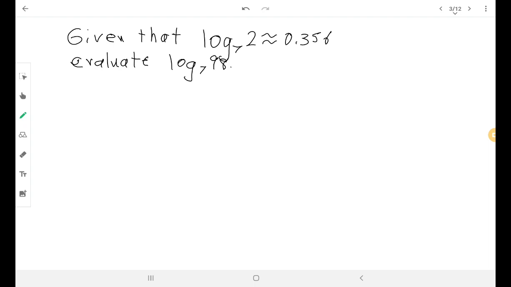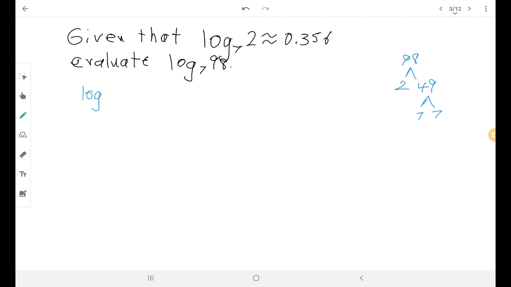All right. So let's suppose that we're given this fact here. Log base 7 of 2 is approximately 0.356. And let's say we want to evaluate log base 7 of 98. So let's explore 98 for a moment. I'm going to do a factor tree on it. I know it divides by 2, and 2 times 49 is 98. And 49 is actually 7 times 7, 7 squared. Now, that is really going to help us, and I'll show you exactly how.